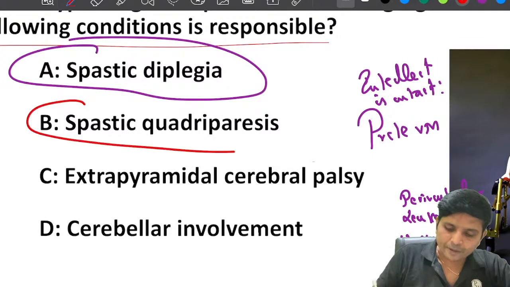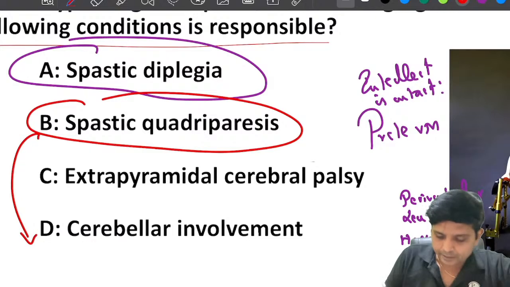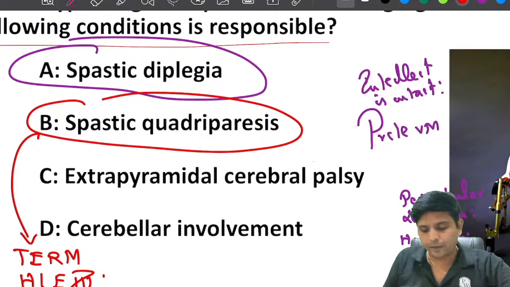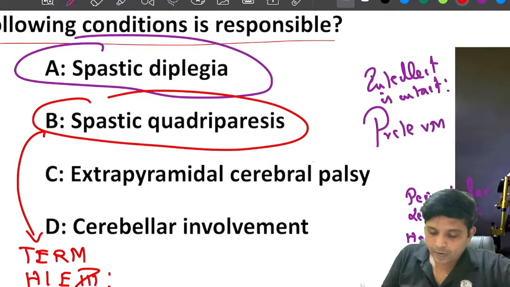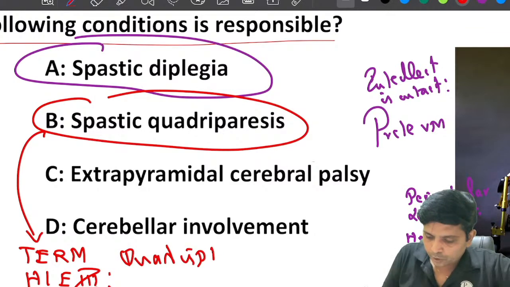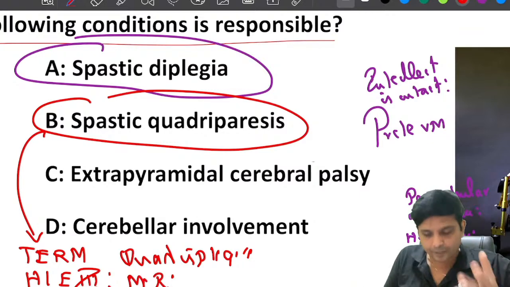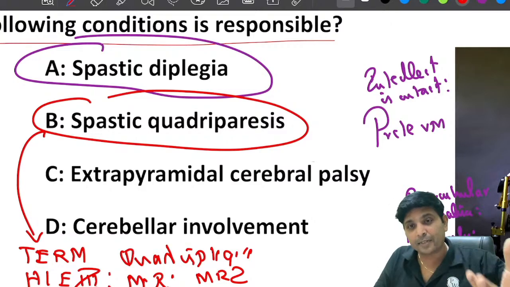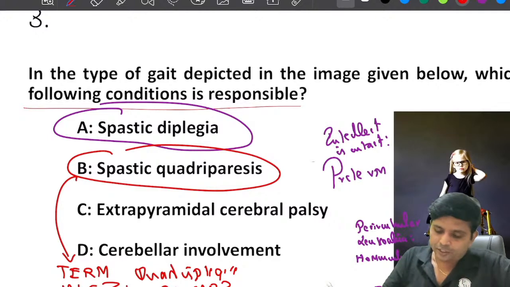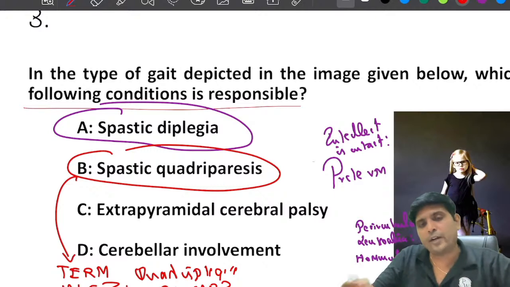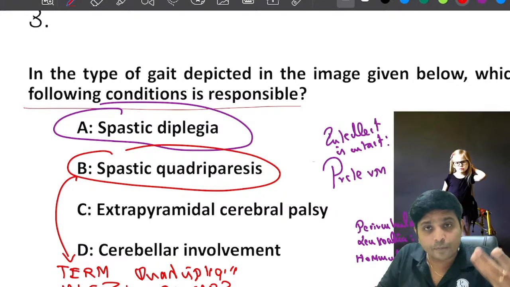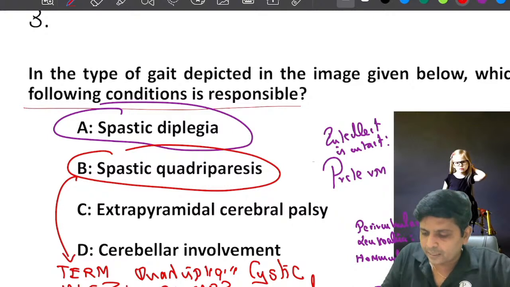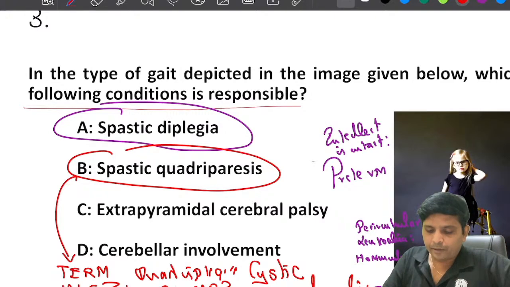What is spastic quadriparesis? Spastic quadriparesis usually occurs in term babies due to severe hypoxic ischemic encephalopathy stage 3, and usually you will have quadriplegia, severe mental retardation, and in MRI the majority of areas will show cystic changes. There is so much porencephaly, dead spaces, many cystic spaces and dead tissue in the brain, otherwise known as cystic encephalomalacia.